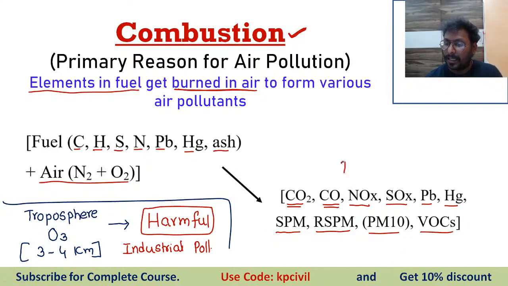All this we call pollutants. Especially they harm air, they modify air. These are air pollutants. Got it? Combustion is the primary reason for any kind of air pollution. The fuel containing carbon, hydrogen, sulfur, nitrogen, lead reacts with atmospheric air, nitrogen and oxygen, and releases air pollutants, the various components we have listed here.